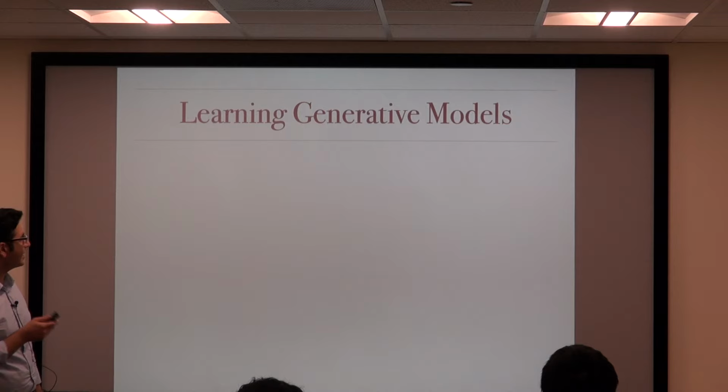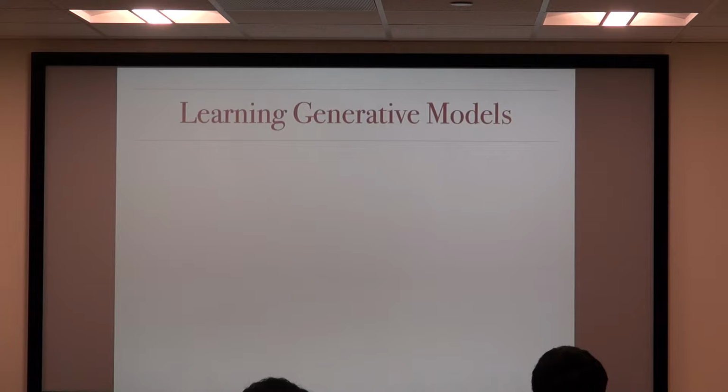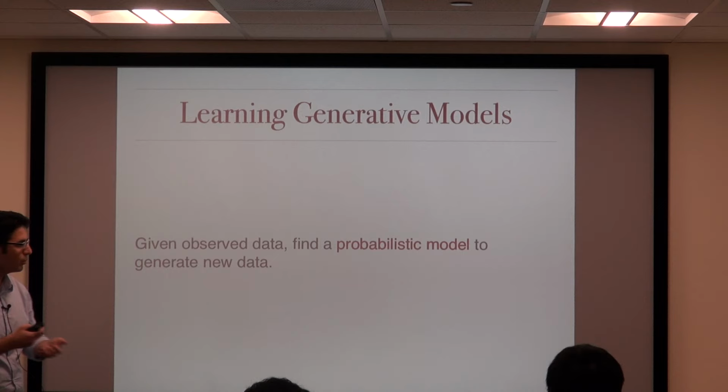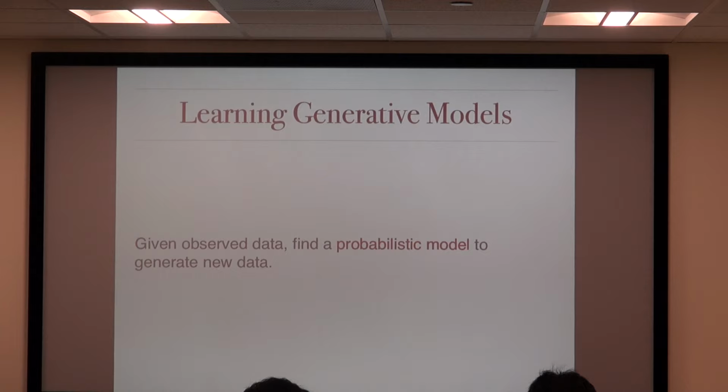What is the task at hand? We want to learn a generative model. What does it mean? It means that you observe some data from your measurements, and you want to have a probabilistic model in order to generate new data. So you want to learn the underlying probability distribution of this data. This is an age-old problem, perhaps going back 100 years to Gauss, who was basically fitting a Gaussian distribution or other types of parametric distributions to the observed data.